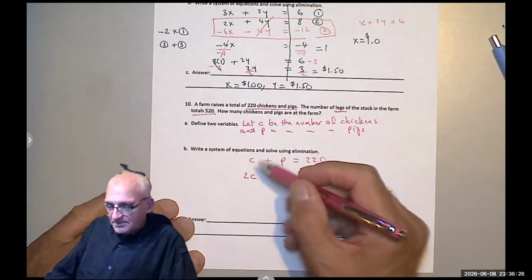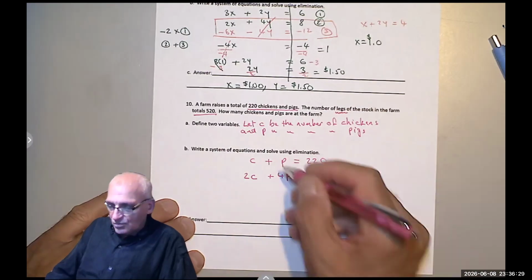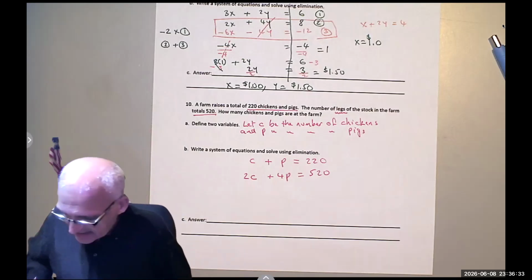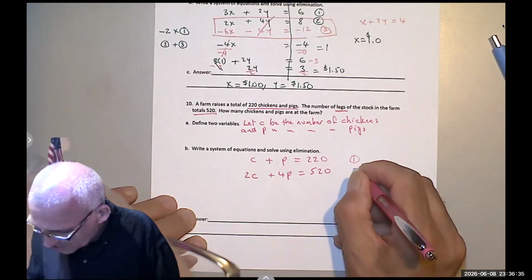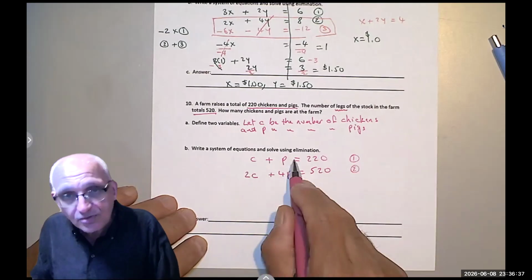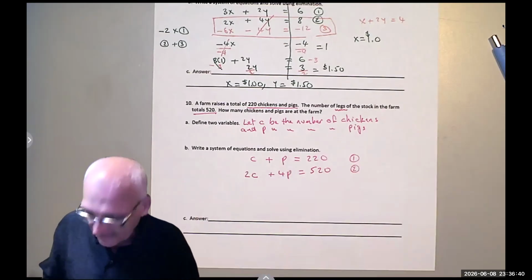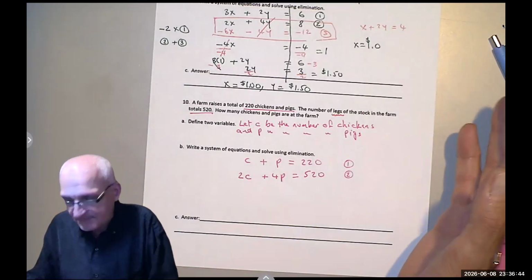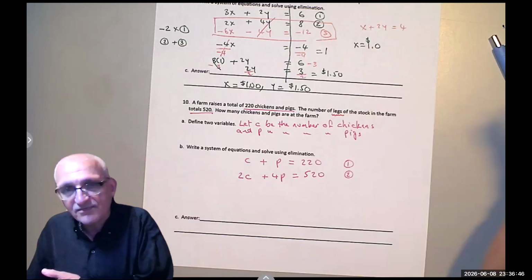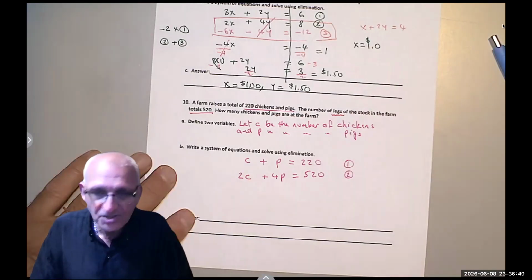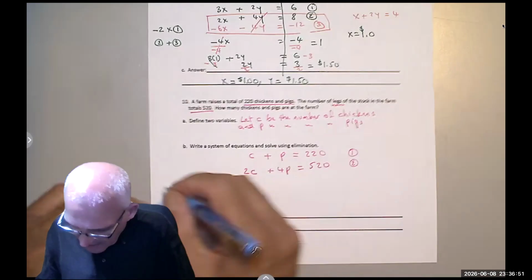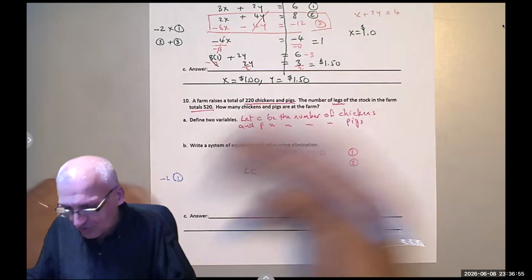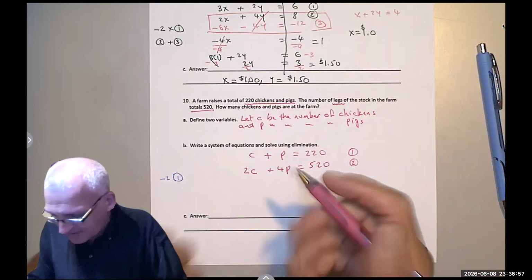The least common multiple of 1 and 2 is 2. 1 and 4 is 4. So again, to make it easy, I'm going to multiply equation 1 by either -2 or -4. If I make it -2, I get rid of the chickens and solve for the pigs. If I make it -4, I get rid of the pigs and calculate the number of chickens. It's easier to say -2 times 1, right? Multiplying by 2 is simpler than 4.